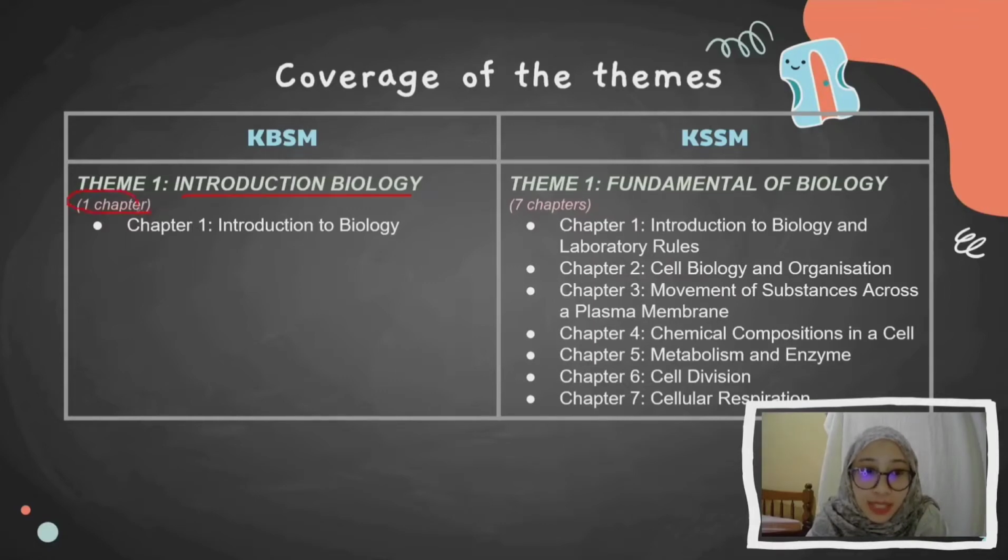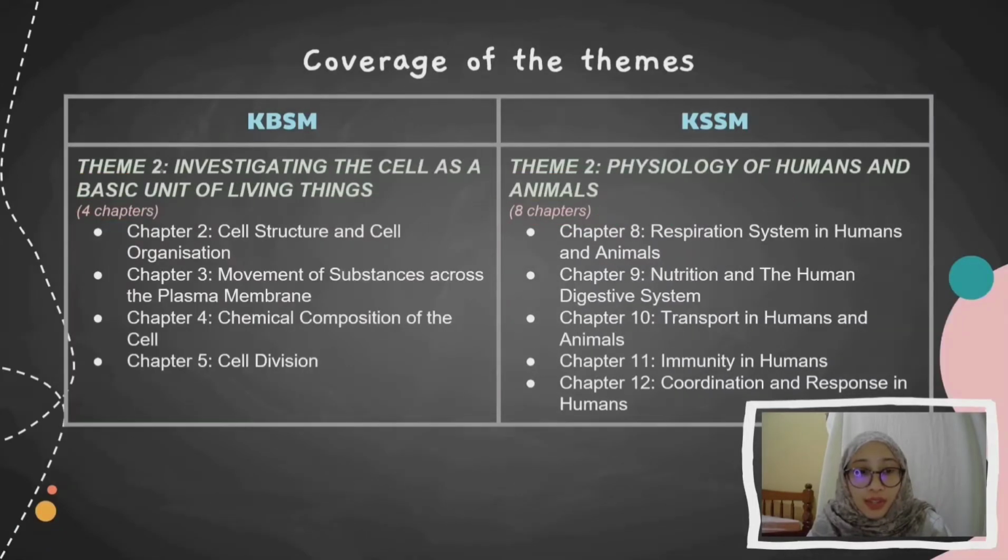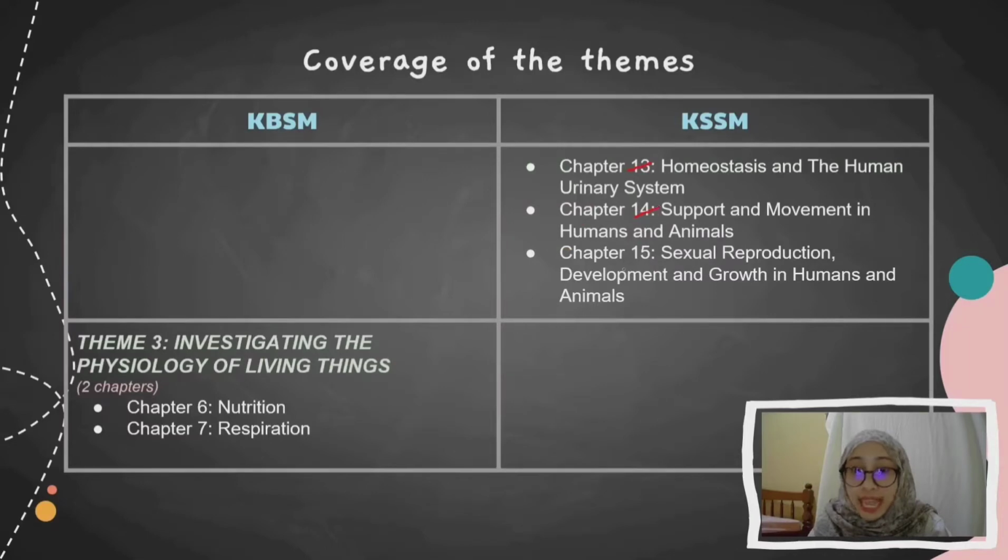It consists of only 1 chapter, while there are 7 chapters under the first theme of KSSM, which is Fundamentals of Biology. The second theme of KBSM, which is Investigating the Cell as a Basic Unit of Living Things, consists of 4 chapters, which are Chapter 2, Chapter 3, Chapter 4, and Chapter 5, while there are 8 chapters under Theme 2 of KSSM, which is Physiology of Humans and Animals. They are Chapter 8, Chapter 9, Chapter 10, 11, 12, 13, 14, and 15.